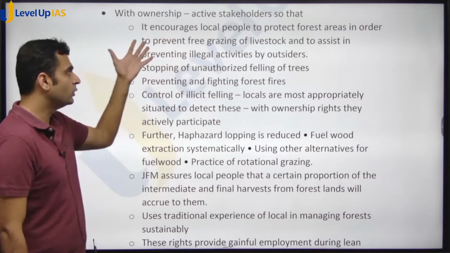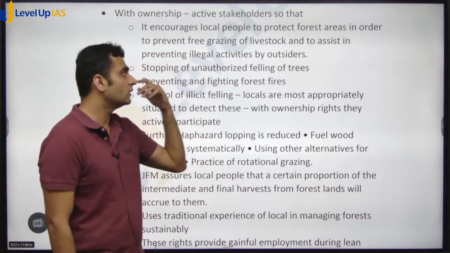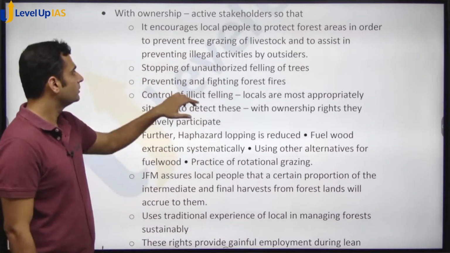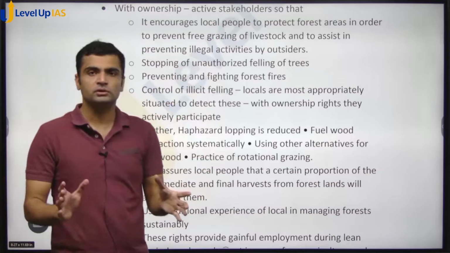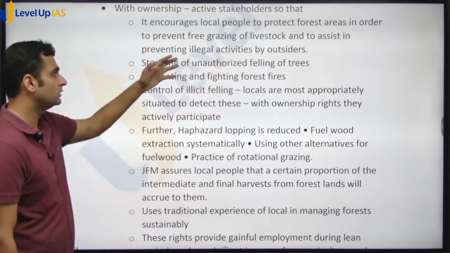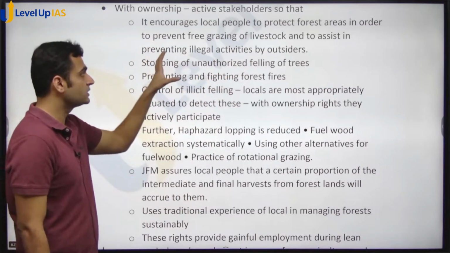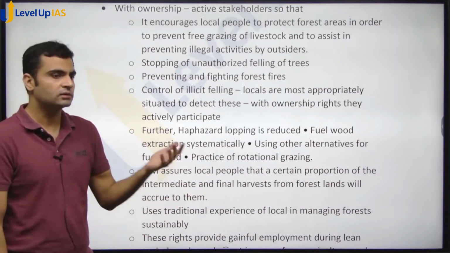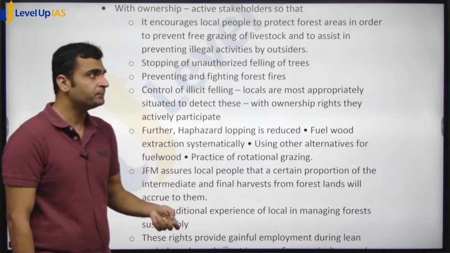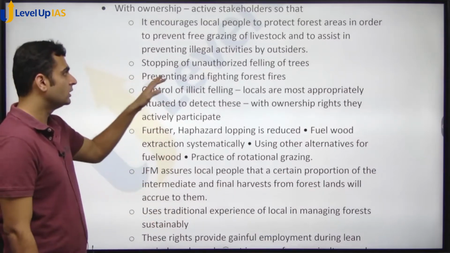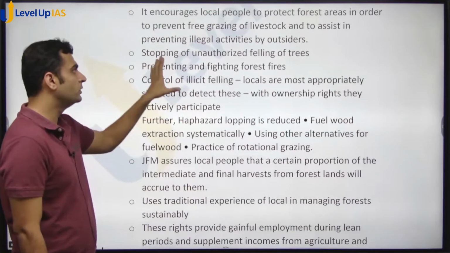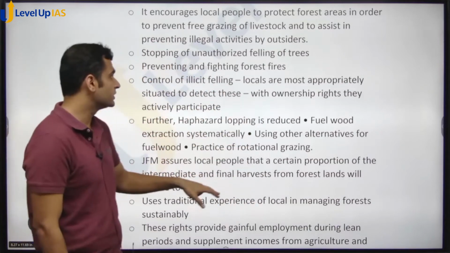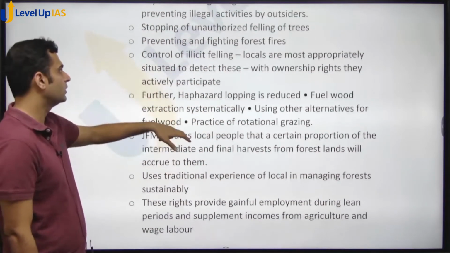So they don't graze without any control. So sustainable grazing is conducted there. They assist in preventing illegal activities by outsiders. So illegal felling, as we have seen with red sanders, etc. Illegal felling is stopped. Then illegal mining is stopped. Fighting of forest fires, etc. Control of illicit felling, that we have already covered.